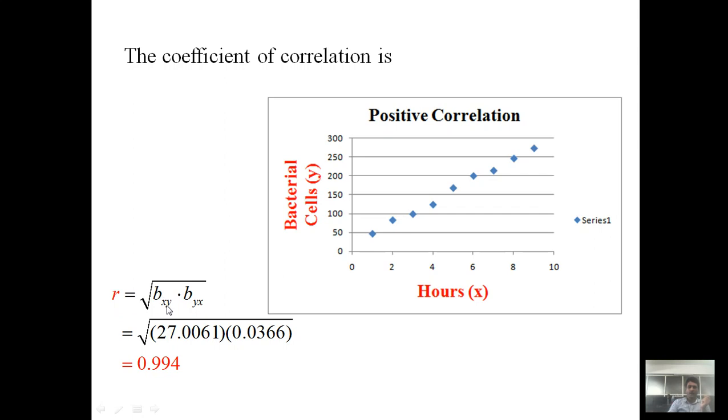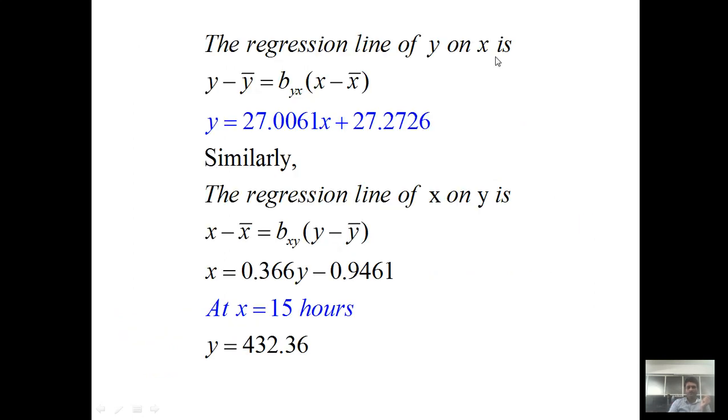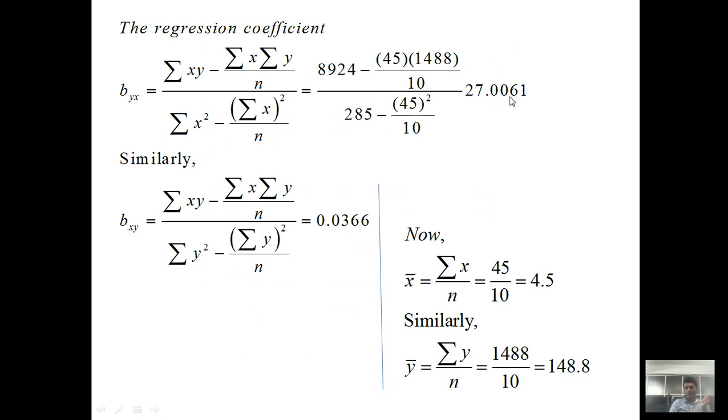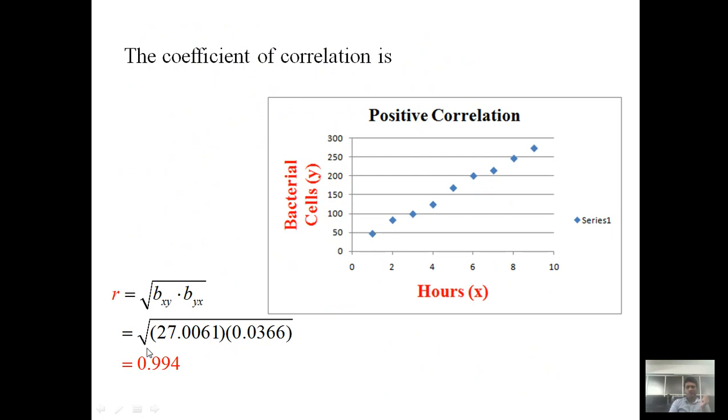Now byx is 27.0061, whereas bxy is 0.0366. By plugging in the values and solving the square root, we get the value of r as 0.994. And as the value of r is nearest to plus 1, it shows a strong positive correlation.